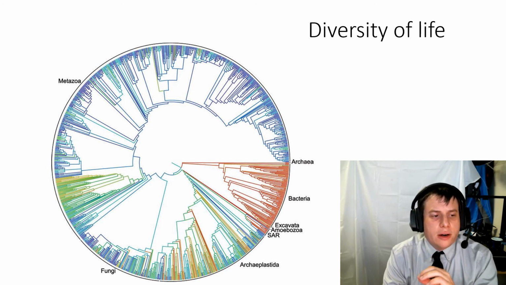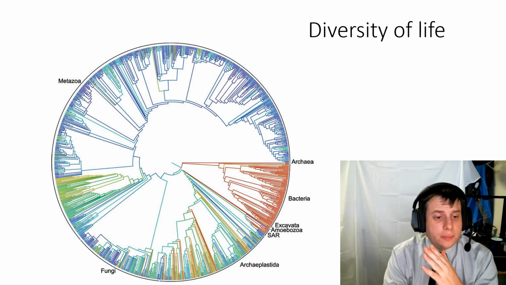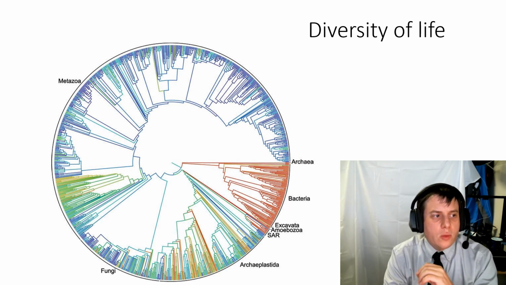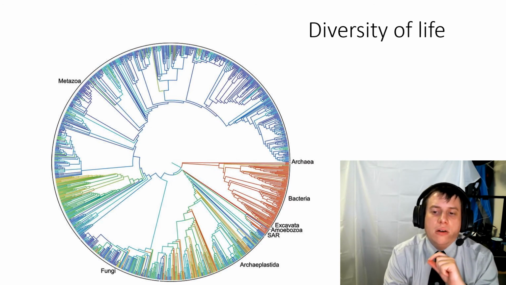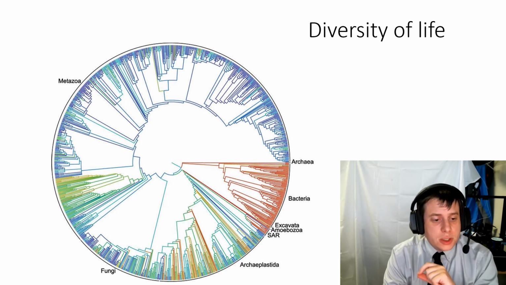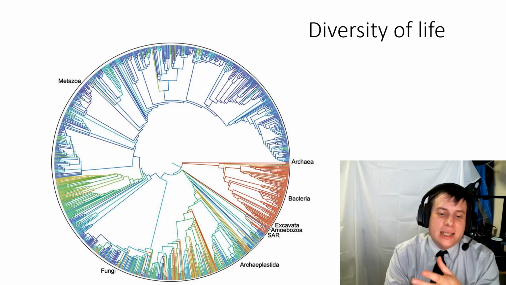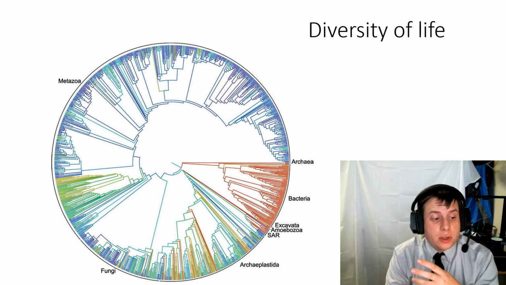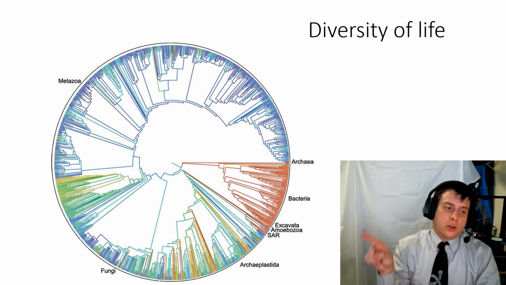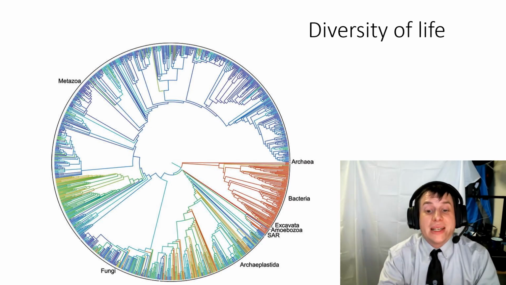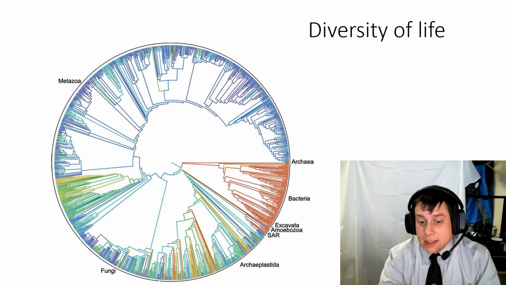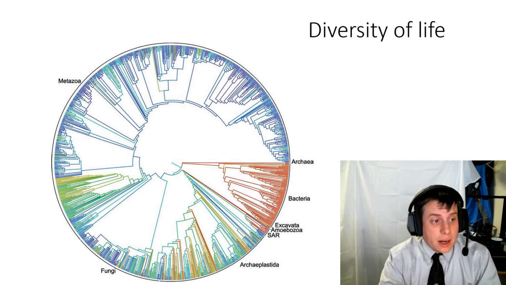And if you look carefully, you can see the different groups that we've talked about. You have Archaea, Bacteria, Amoebozoa, which is a type of protist. You have Archaeplastida, which is, again, an ancient type of protist. You have fungus, and then you have this big blue group that arches across the top called metazoa. That is all plants. That is all animals.